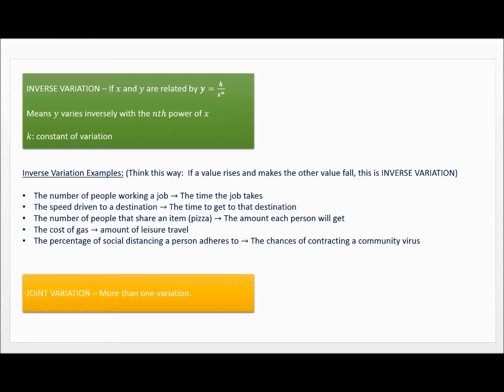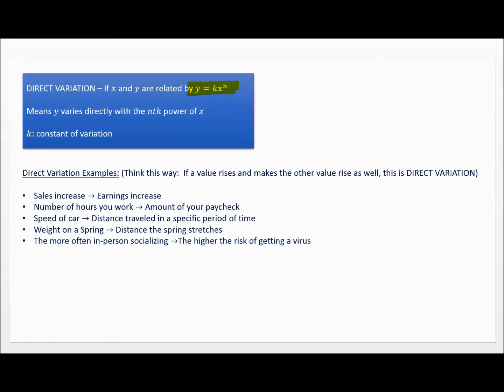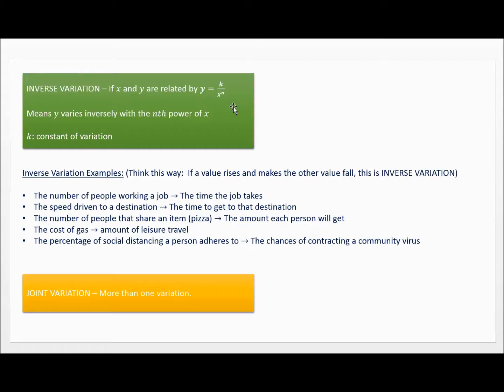So the difference. Inverse variation, it says if x and y are related by y equals k over x to the n. Now look, direct variation, let me go back a screen. Look, there's direct variation, y equals k times x to the n. But on the other hand, if you divide by x to the n, that is inverse variation. The k is called constant of variation in both situations, okay? Inverse variation, I want you to think this way. So right here, think this way. If a value rises and makes the other value fall, this is inverse variation.